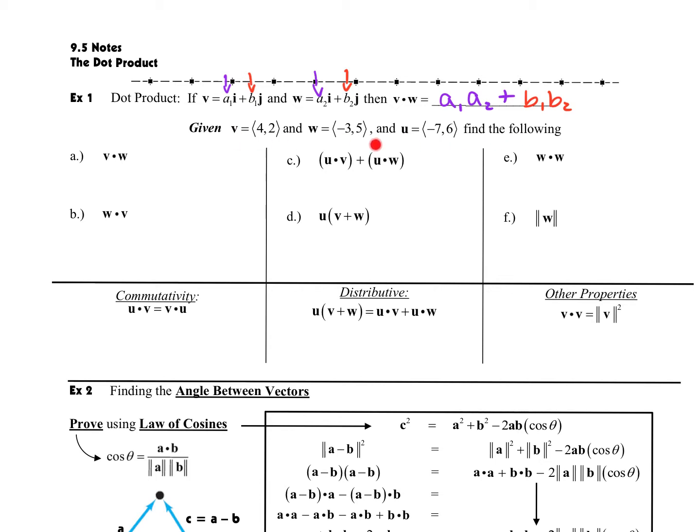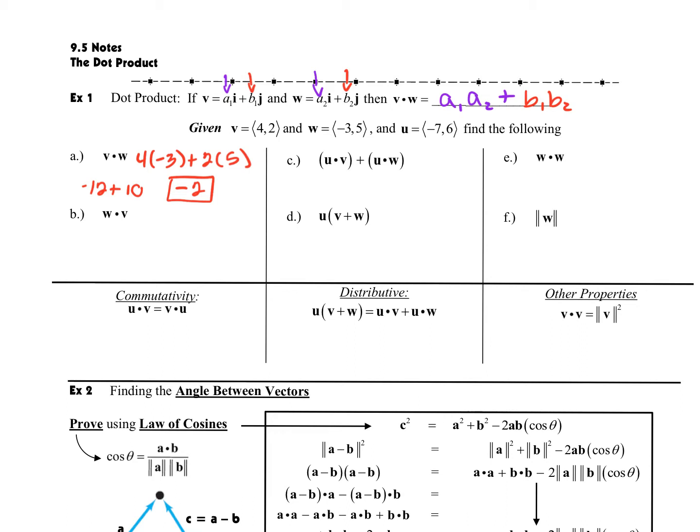So I've got some vectors here. Remember, these are position vectors, so they assume an initial point of 0, 0. And we are going to find these various dot products. So the dot product of V dot W, so I've got V and W, means that I'm going to take my 4 times my negative 3, and add that to my 2 times my 5. So that means I'm going to have a negative 12 plus a 10. So my dot product is a negative 2. So these are going to be pretty quick.